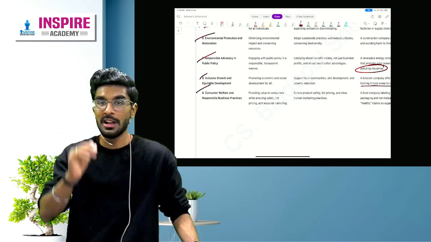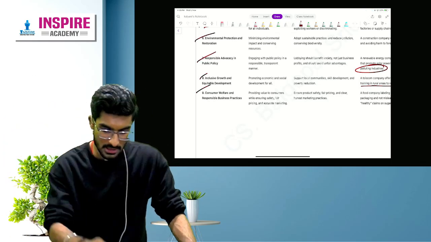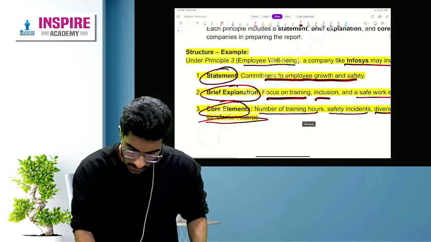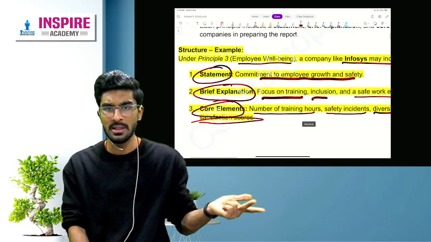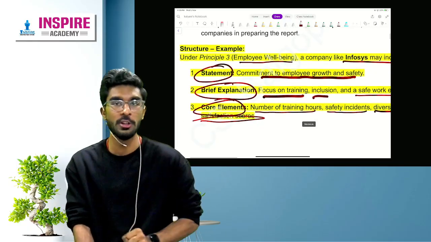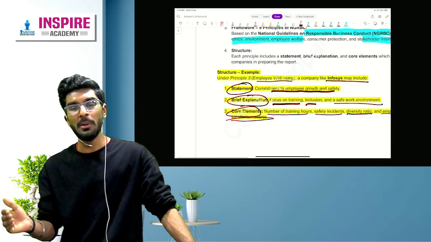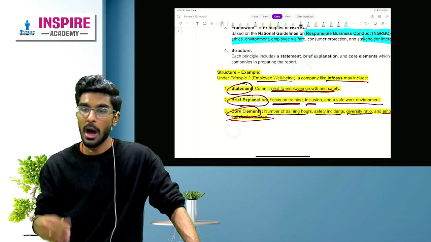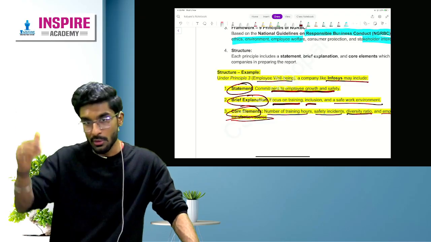So all these 9 principles, you have to disclose every single thing in 3 parts. What are the 3 parts, people? Tell me quickly. Statement, number 1. Number 2 is brief explanation. Number 3 is core elements. What are you actually doing to achieve those principles? Very easy, people. If you look at any top listed company's BRSR report, you will find all these 9 principles. How these companies are actually working towards achieving them, you will get to know every single thing.